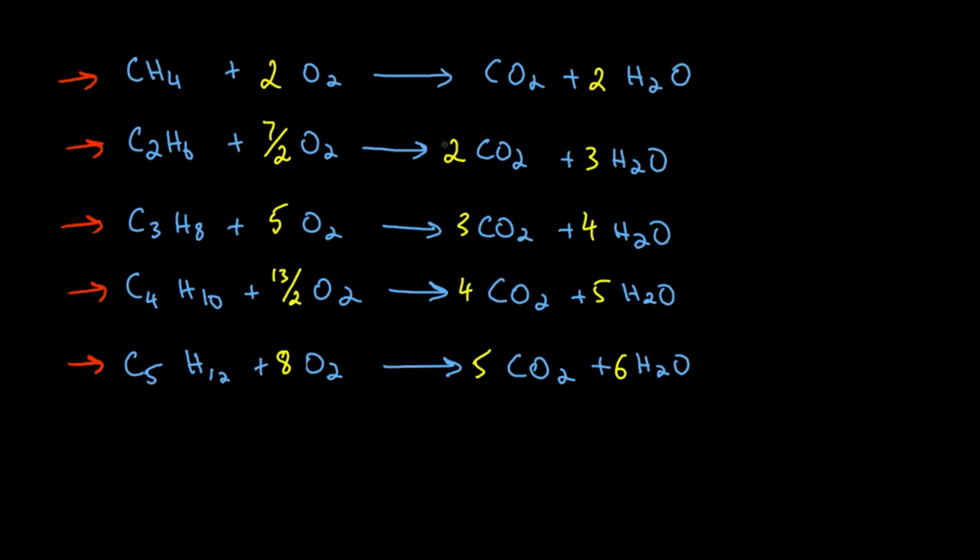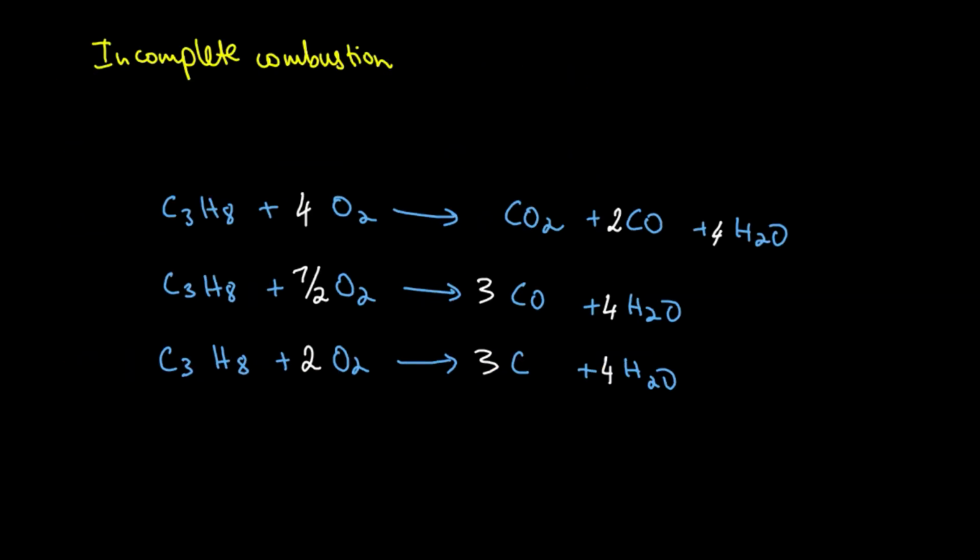Okay, now moving on to incomplete combustion. Now what exactly incomplete combustion is, we'll go through that. There are 3 cases of incomplete combustion that can take place. Complete combustion takes place when there is an excess of oxygen, when there is a lot of oxygen present for the alkane to burn in. So that results in carbon dioxide and water being produced.